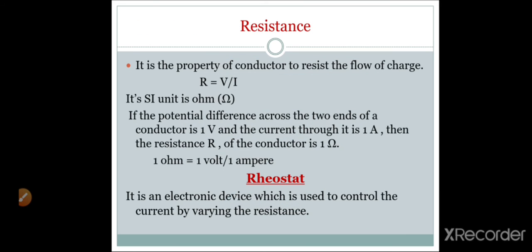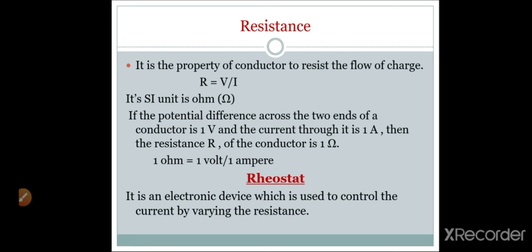Now next is the resistance. What is resistance? It is the property of a conductor to resist the flow of charge, that it doesn't allow a conductor to let the charge flow through it, or it obstructs the flow of charge. As we have seen its mathematical representation in Ohm's law also.